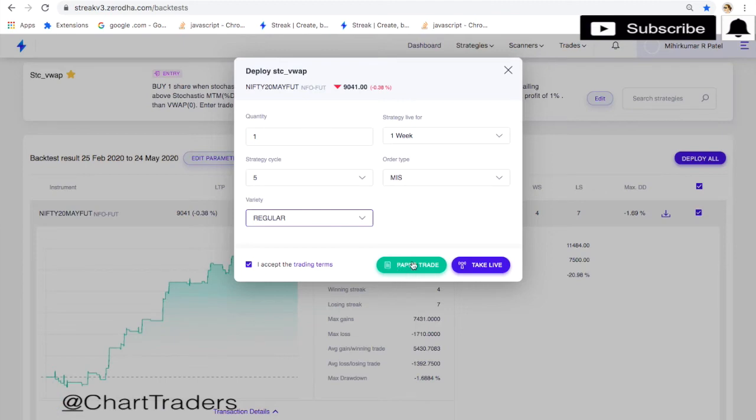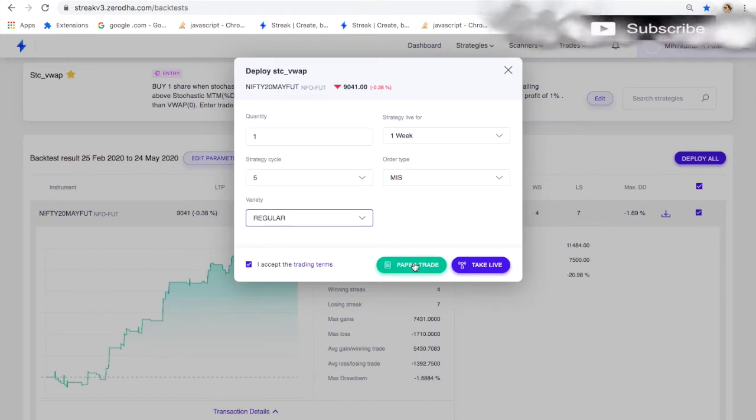Now paper trade means virtual trading. Whenever the algorithm generates a buy and sell signal, it is not going to put an order in your trading account. It is going to maintain a log of these signals, and you can see the buy and sell time, the price at which Nifty was bought and the price at which the sell order executed. So it is like virtual trading. I am going to take it live.